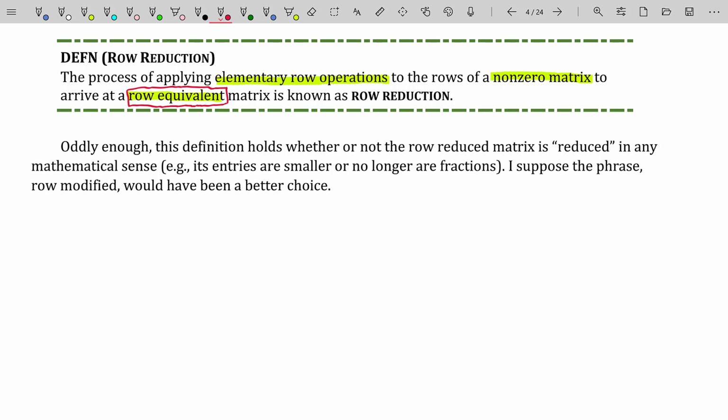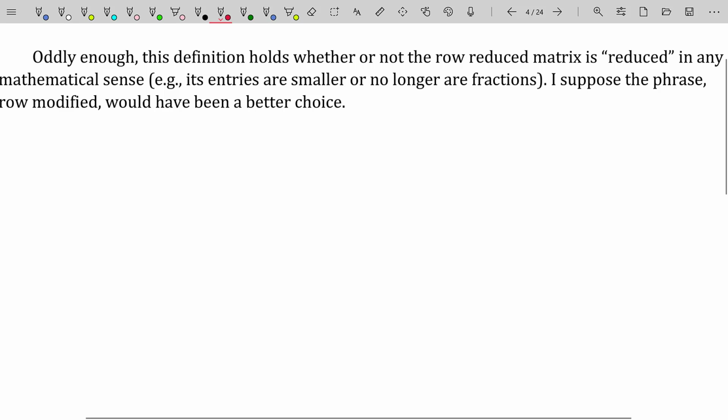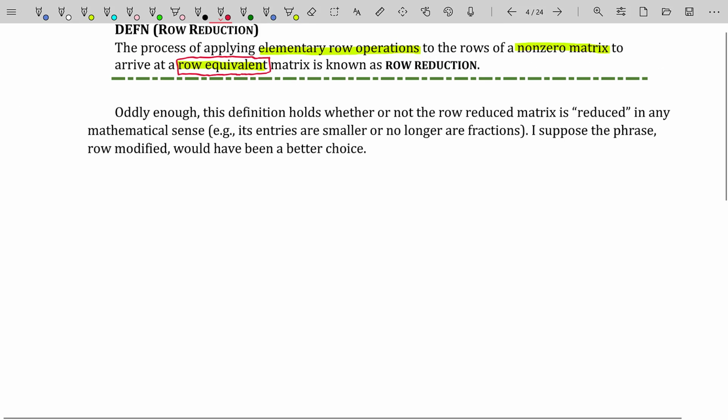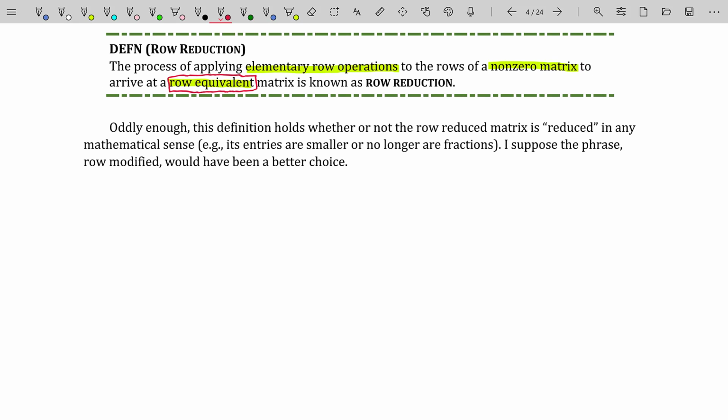Even though that's actually a more complex looking matrix, we would still say you have applied row reduction to arrive at that matrix. And this is where I make my little phrase in here. I suppose the phrase "row modified" would have been a better choice, but nobody voted for that one at the math meeting that I attended.